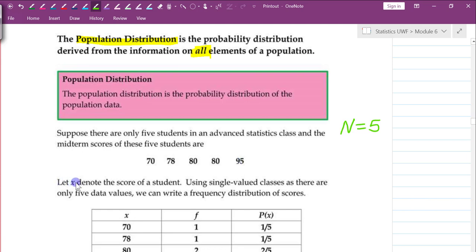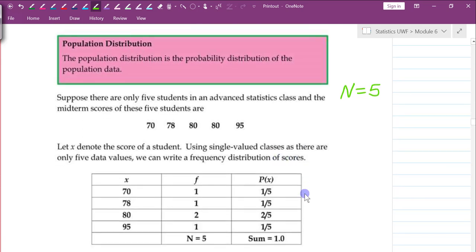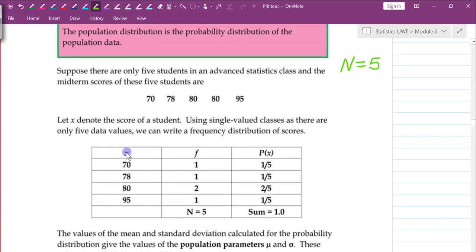Using the single value class, as there are only 5 data values, we can write the frequency distribution as follows. So what values of X can it assume? Well, we have a 70, a 78, an 80, and a 95. Remember right here, my 80 occurred twice, so now we're going to do the frequency. 70 occurred once, 78 occurred once, 80 occurred twice, so frequency is 2, F for frequency, and then 95 occurred once. So my N is equal to 5.